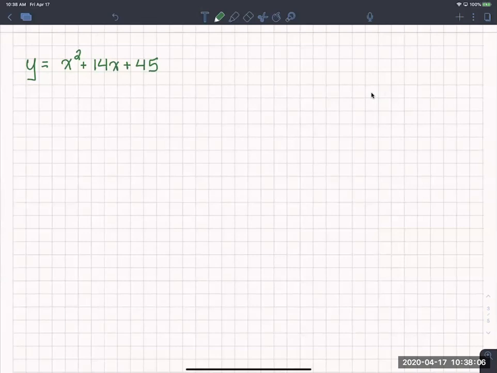Wait, that's in the standard form? Yes, it's in standard form. Remember, it's ax squared plus bx plus c. Yes, sir. So now I want you to convert it into vertex form.